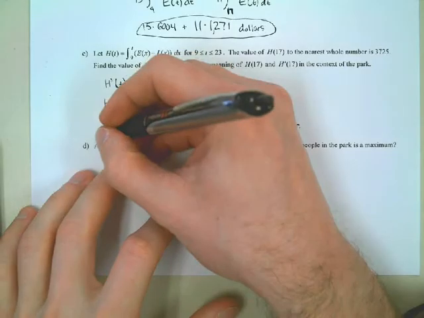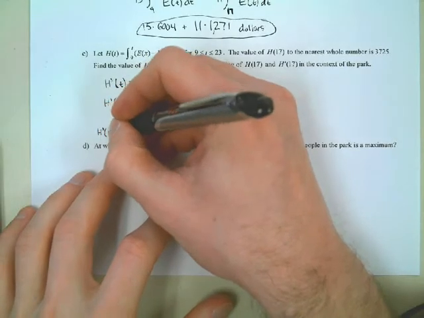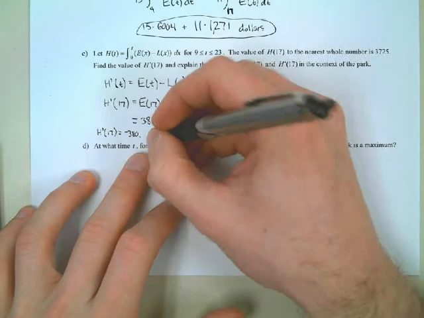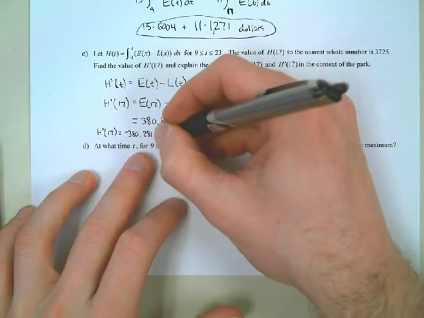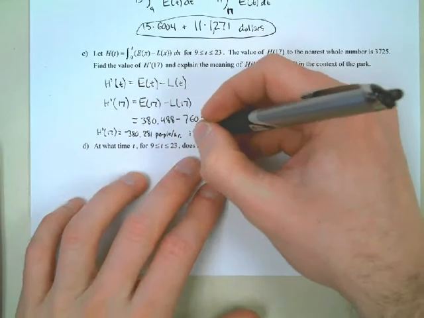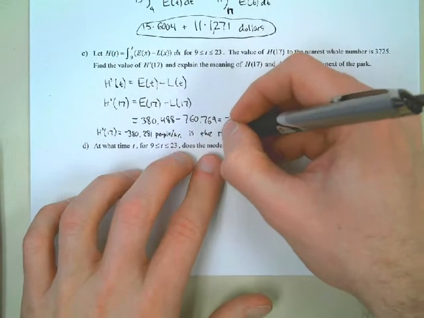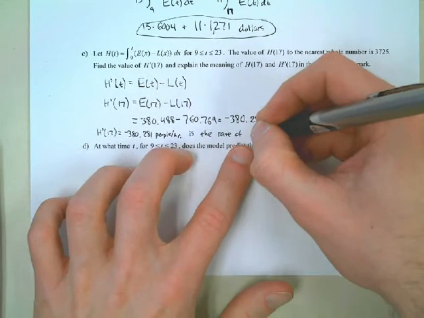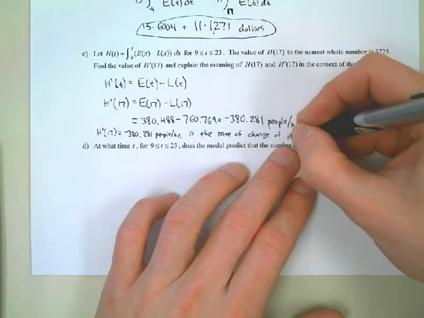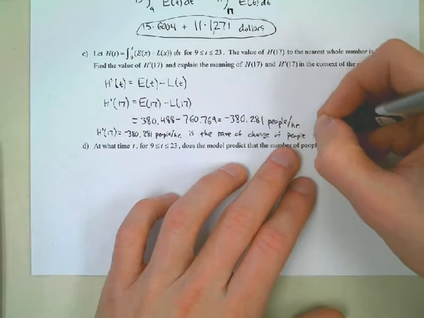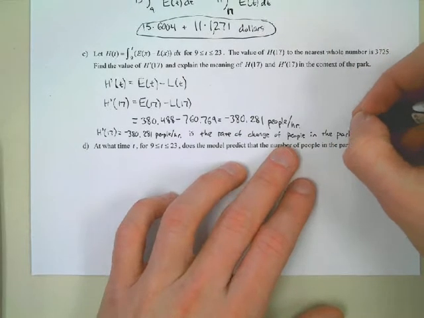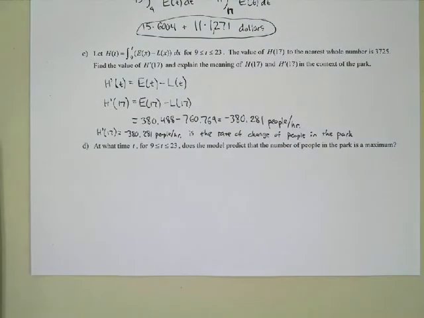So we can say h prime of 17 equal to negative 380.281 people per hour is the rate of change of people in the park at 5 p.m.